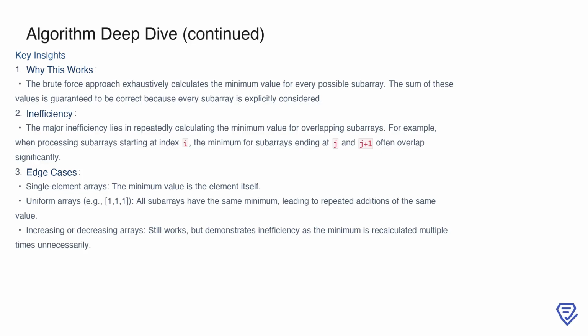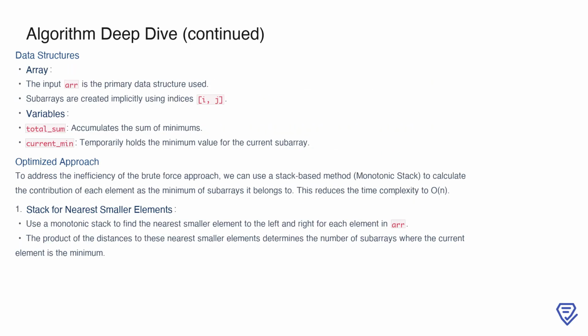In terms of edge cases, the approach handles single-element arrays correctly, as the minimum is the element itself. For uniform arrays, such as 1, 1, 1, all subarrays have the same minimum, leading to repetitive additions of the same value. For arrays that are strictly increasing or decreasing, the method still works correctly but highlights inefficiencies due to repeated calculations. The brute force solution primarily relies on the array ARR and index-based subarray generation. The variable total_sum accumulates the final result, while current_min temporarily stores the minimum value of the current subarray.